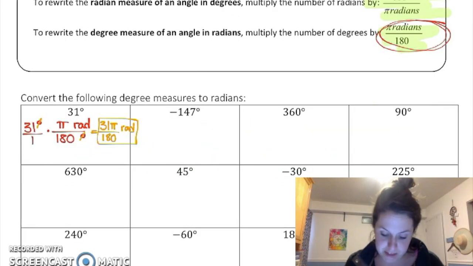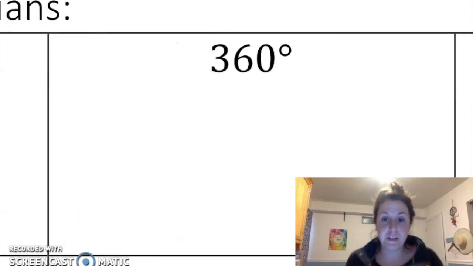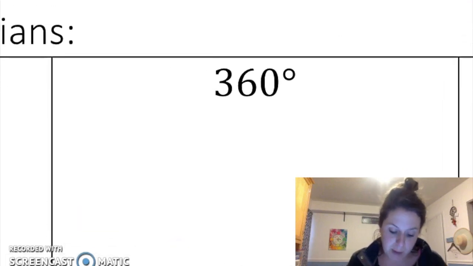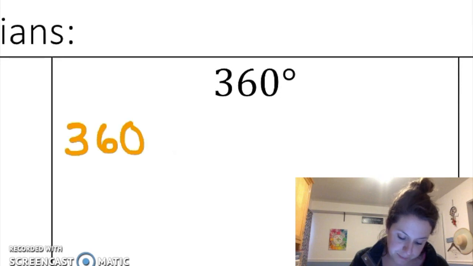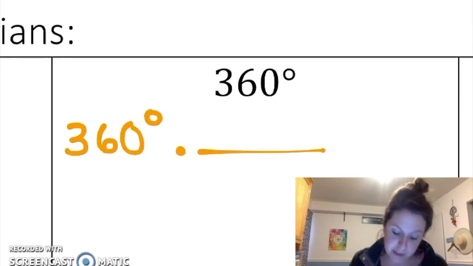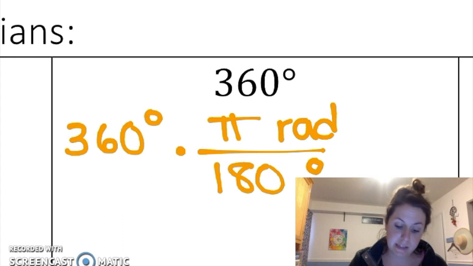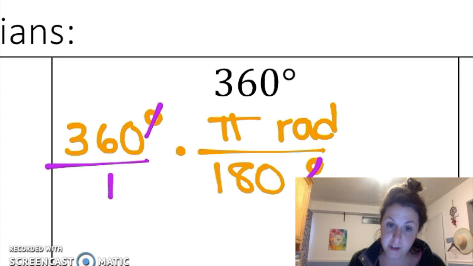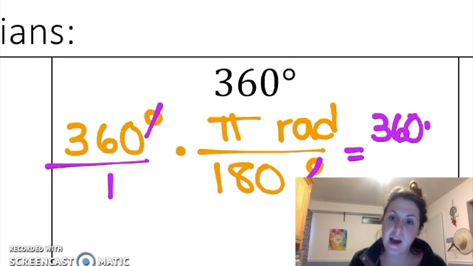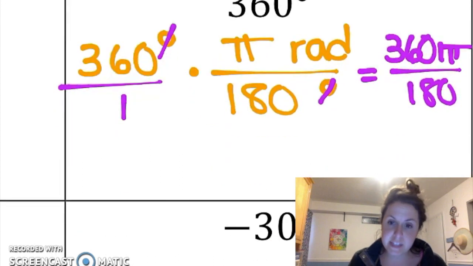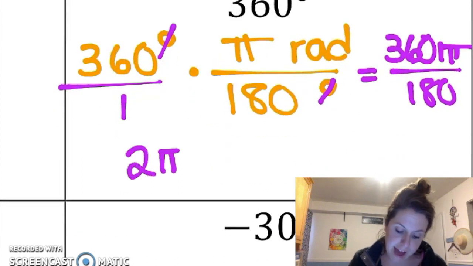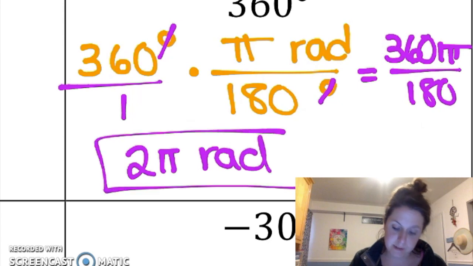All right, let's do one more of these. So 360 degrees, hopefully you already know what that is, right? But what I would say is, okay, 360 degrees. I want degrees to cancel, so it goes on the bottom. Radians goes on the top. So pi radians, 180 degrees. And the degrees can cancel. This is really just over 1. So this is 360 pi over 180. 360 over 180 is 2, so that is 2 pi radians.